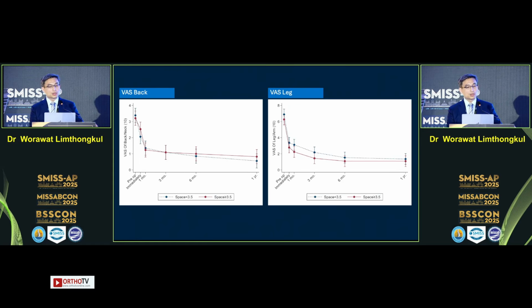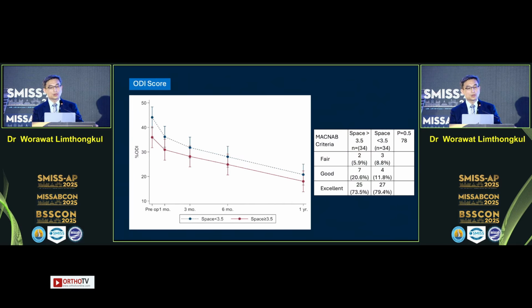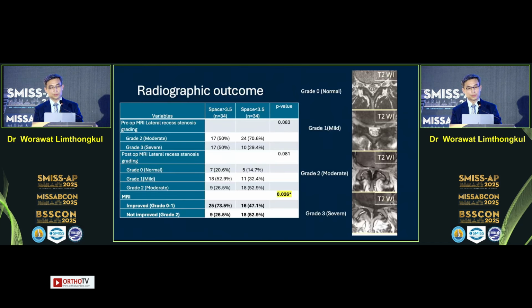What we found is that VAS back, comparing between less than 3.5 millimeters and more than 3.5 millimeters, is the same. VAS leg is also not significantly different. However, we see a little shift downwards when we can decompress the lateral recess more than 3.5 millimeters. The ODI score is similar to the VAS leg, shifted downward but not significantly different. MacNab criteria and MacNab score show all good and excellent clinical results.